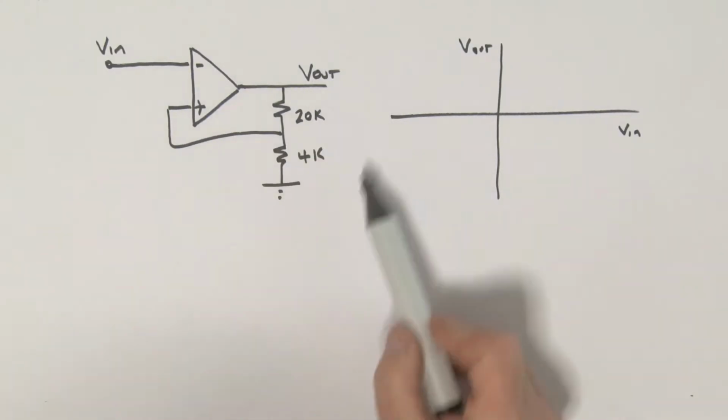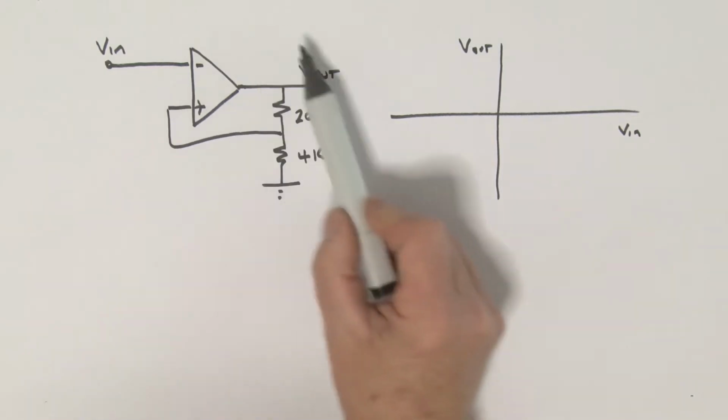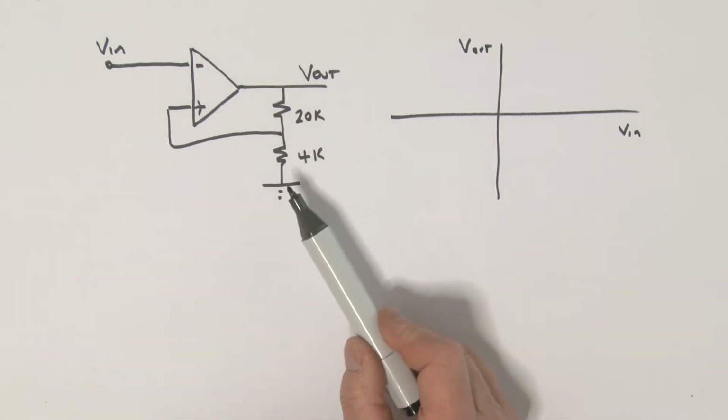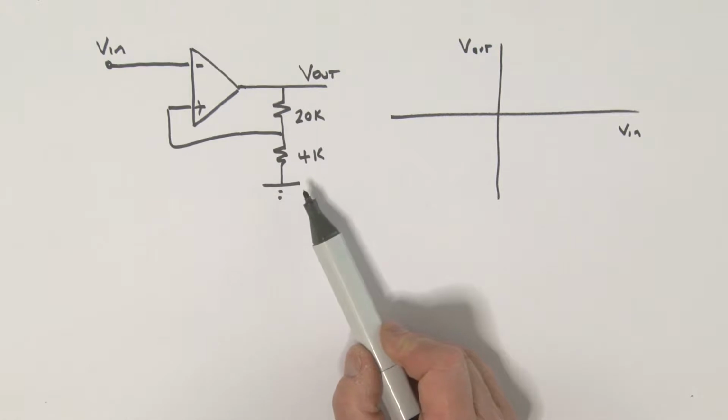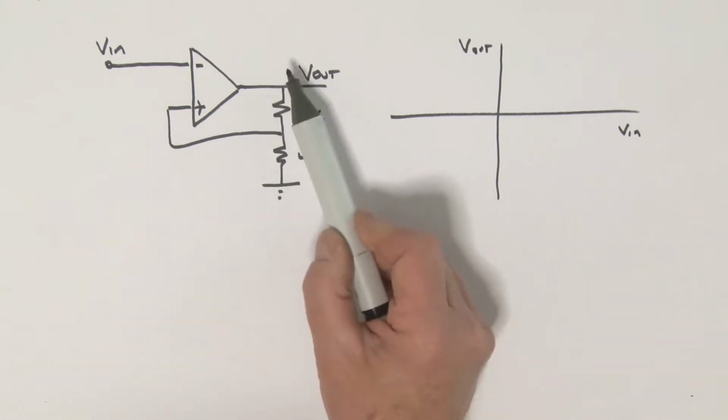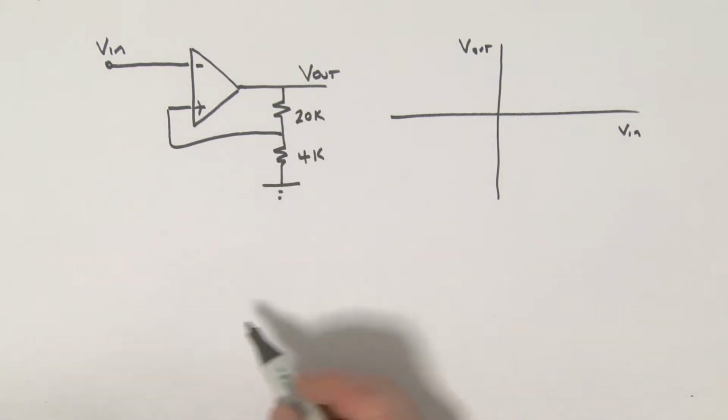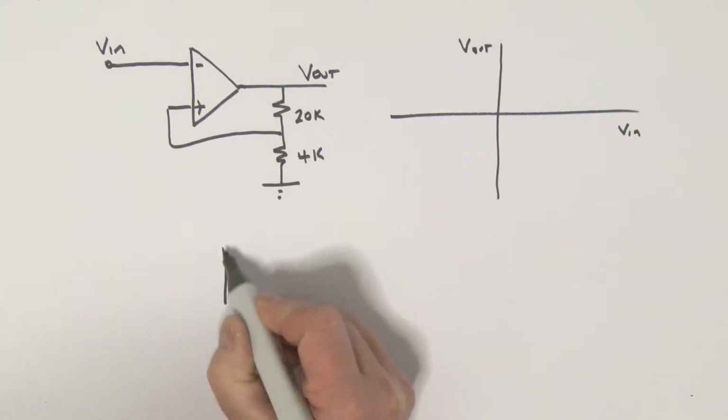Okay, let's see if we can have a look at this problem. Now, this circuit, the way it's been drawn, may not appear to be too familiar to you. So let's see if we can redraw this, and I think this will really help. All right, here we go.